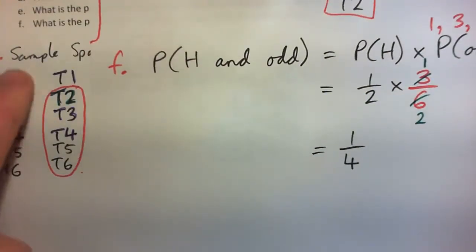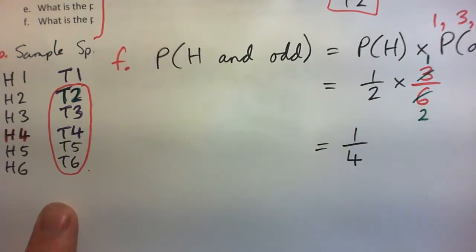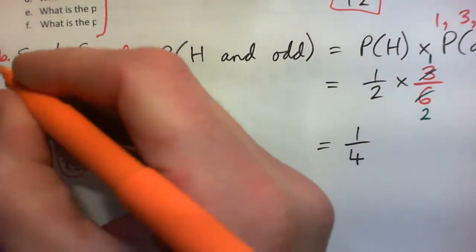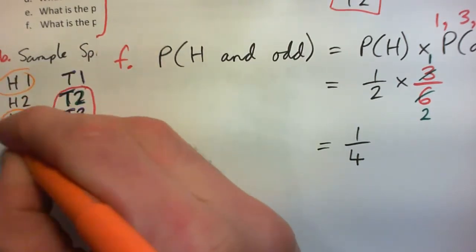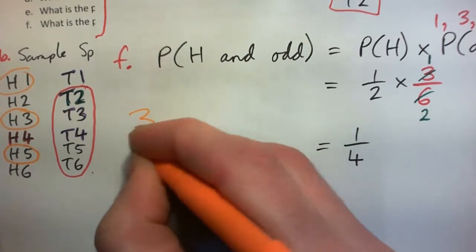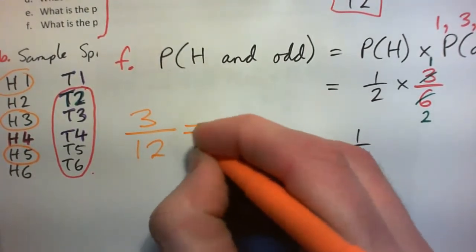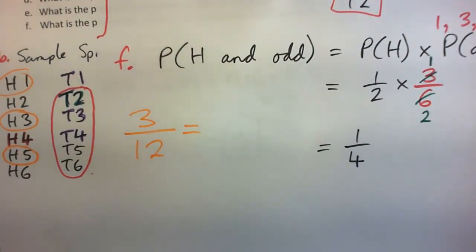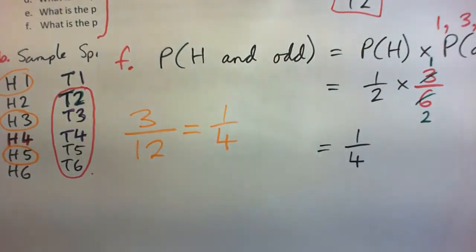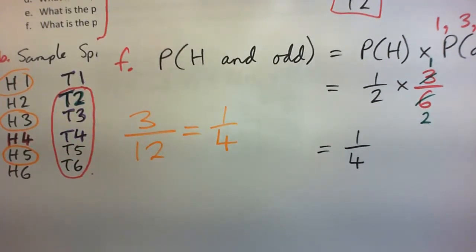Now if we consult our sample space, let's see how many of these would work out for us. We needed a head, so these, and we needed an odd number. So H1, H3, or H5. That was 3 options out of a total of 12 options. And when we simplify 3 over 12, we get 1 quarter. All right, so the old method using the sample space works. The new method using the product formula also works.